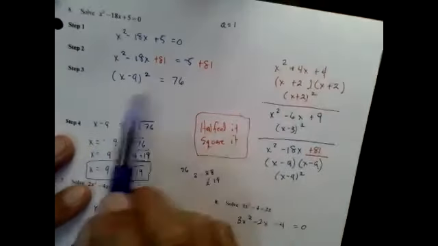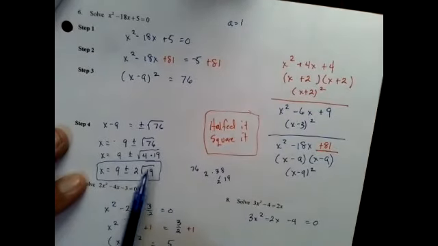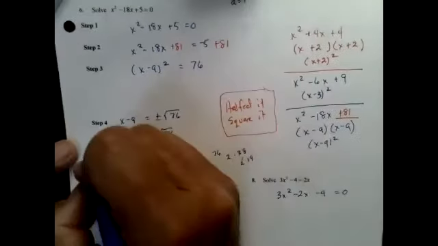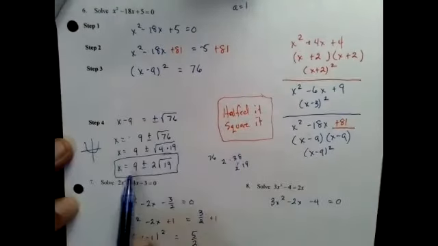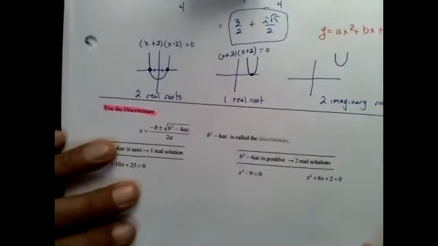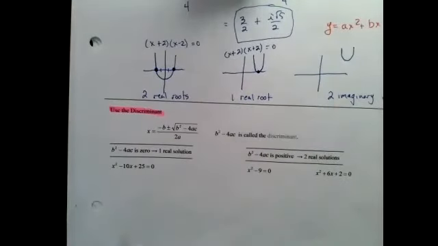If I came over here and I looked at this guy, right here, this is a real number. So this is going to be some kind of crazy decimal, but this guy is going to cross twice. I have 2 real numbers. All right. Well, we can pick out early on what kind this is going to be. Is it going to have 2 real roots, 1 real root, or 2 imaginary?